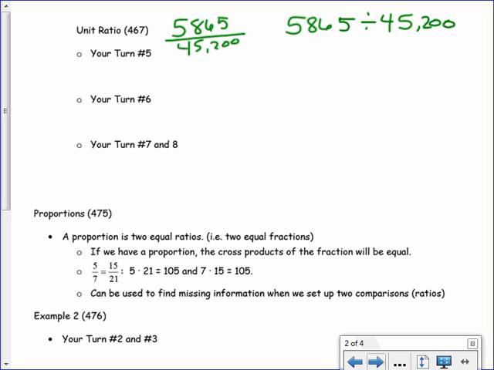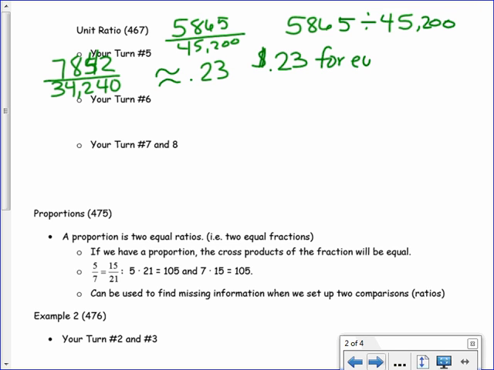A family has a total debt of $7,842 and a gross income of $34,240. So a debt to income. Debt 7,842 over 34,240. Then you're going to divide that, and I think that you'll find out that it's this, which means the family owes 23 cents for every $1 they make to debt.